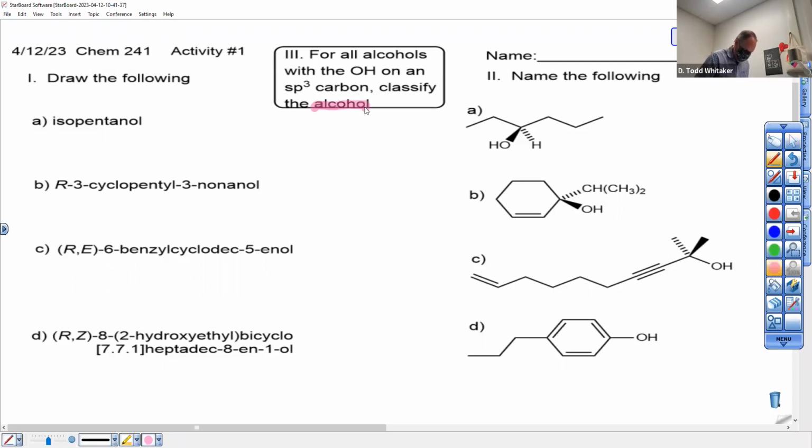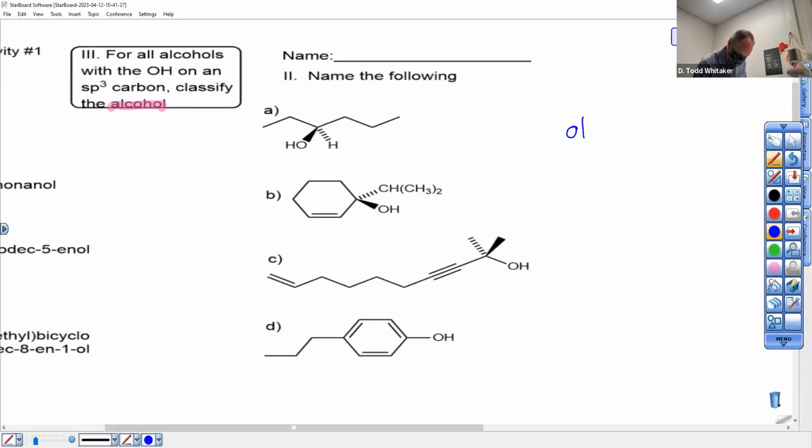In nomenclature, the name of every alcohol ends with OL. So over here, I'm just going to write OL. And this one, I'm going to put a 3 in front of it. How come? It's on the third carbon. Okay, so that's hexan-3-ol. Stereocenter is S.